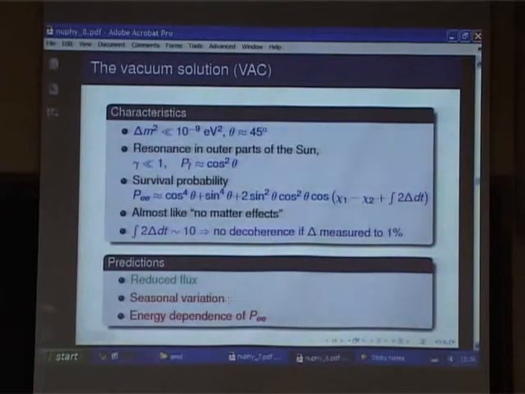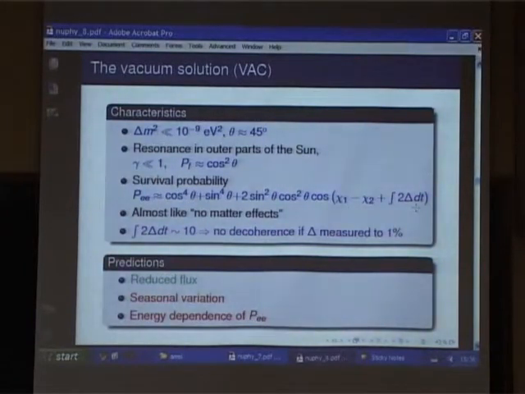However, once you look at the energy dependence of P_ee, this should have energy dependence because this is oscillating. This term is energy independent, but this term is energy dependent, delta m square by 2E. So if you look at 5 MeV and if you look at 10 MeV, this phase changes by a factor of 2. And we can measure this to some 10%. So if there is a factor of 2 difference, we should be able to measure this.